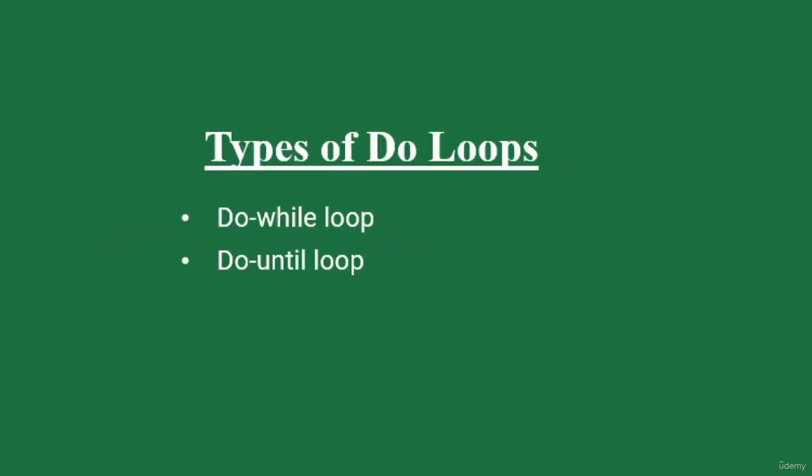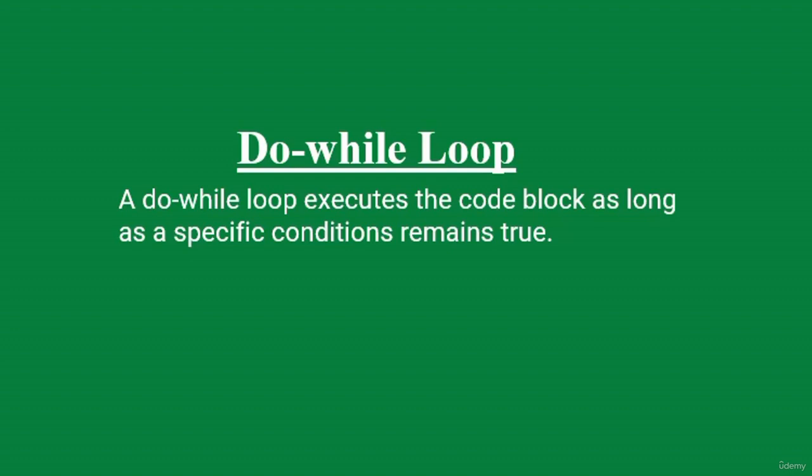There are two types of do loops. We have do while loops and the do until loops. What is the do while loop? A do while loop executes the code block as long as a specific condition remains true. This loop structure is handy when you need to repeat a task until a certain condition is no longer met.